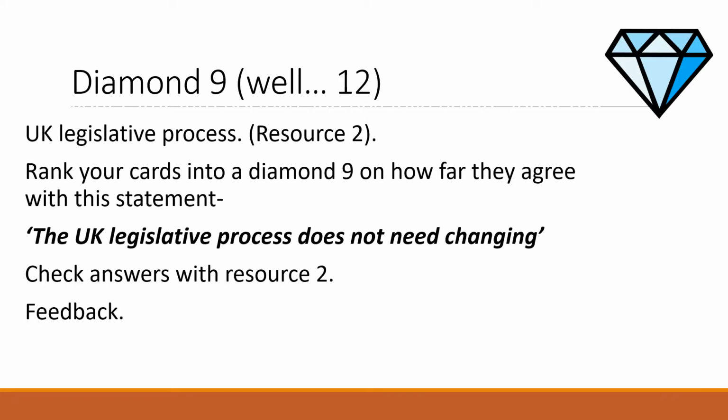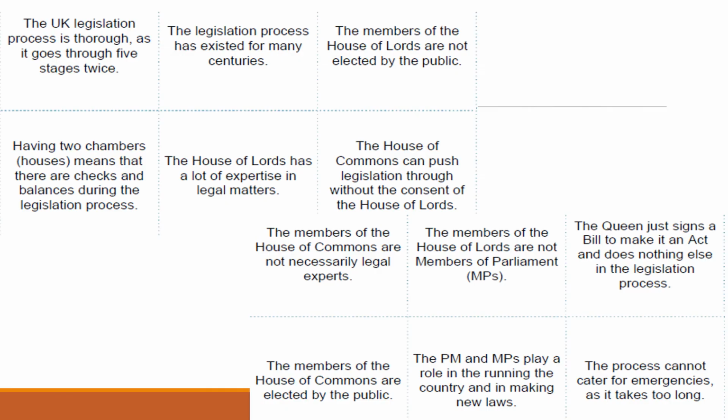Now we are going to have a look at the UK legislative process and rank these statements by how far they agree that the UK legislative process does not need changing. So these are our points. The UK legislation process is thorough. It goes through five stages twice. That's brilliant because it means there's little scope for error because of how thorough it is and how many people check it.